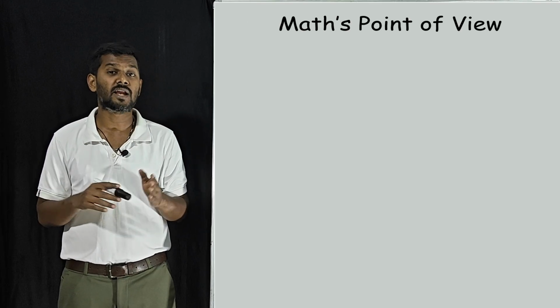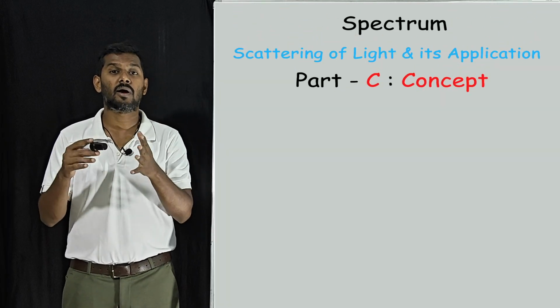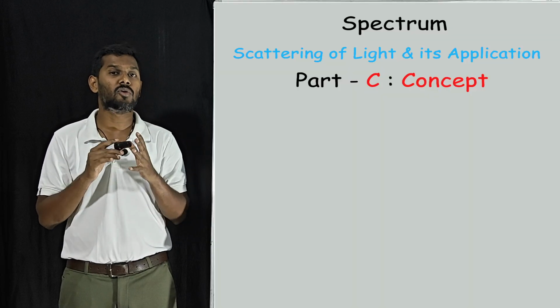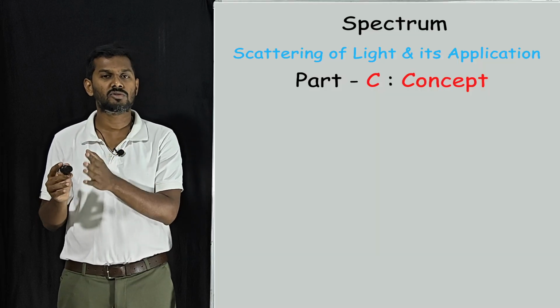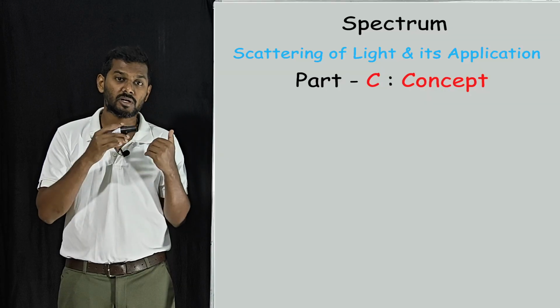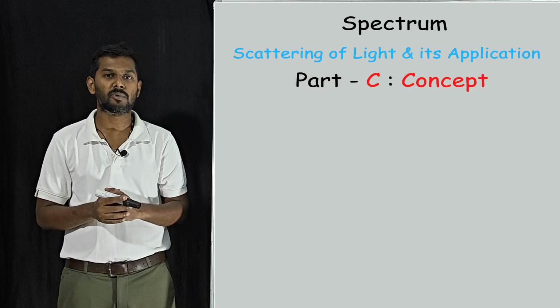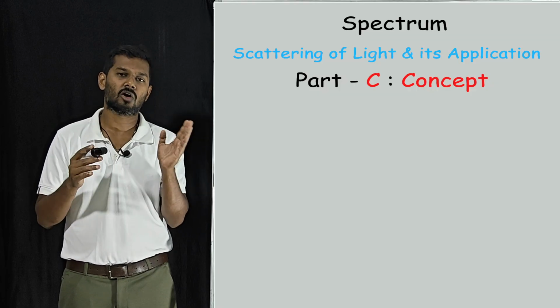Today we are going to understand the concept of scattering of light and its application. This is part C of the main chapter Spectrum. In this chapter we are going to understand the concept of scattering. After that we are going to solve each and every theory question. So this is very much important. After this only you are going to understand how the questions can be framed in the exam. So without wasting any time, we'll start with our concept.